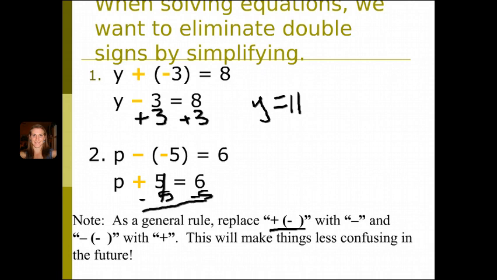You would be left with p equals 1. Okay, so just remember the note at the bottom. As a general rule, you're going to replace plus negative with just a minus sign and replace a minus negative with a plus sign. It's going to make things a lot less confusing the further along you get in algebra.